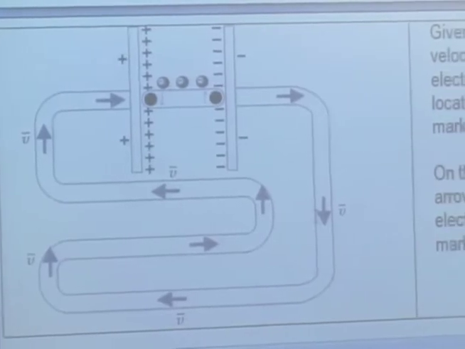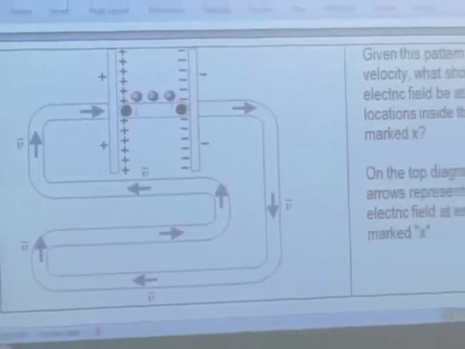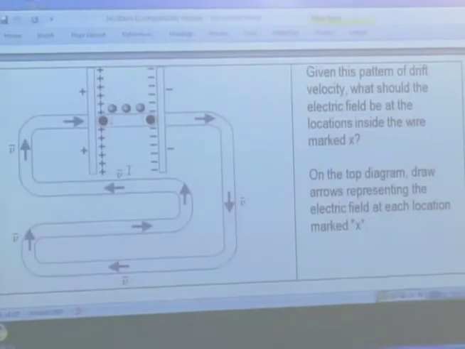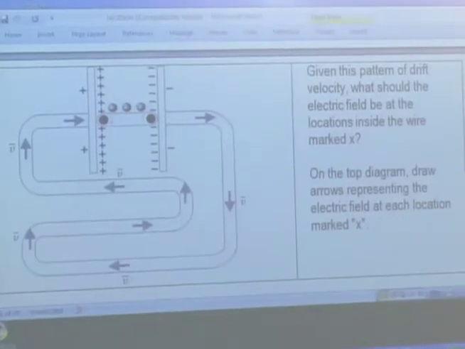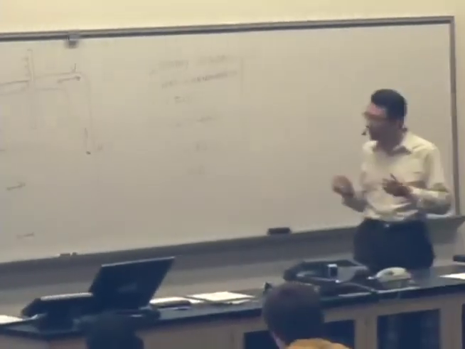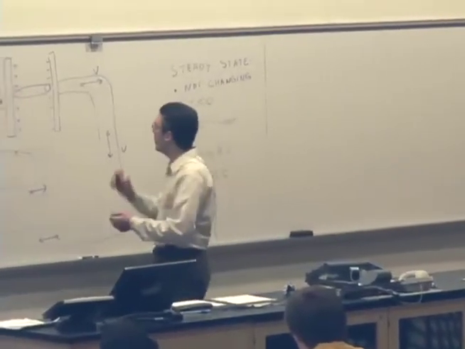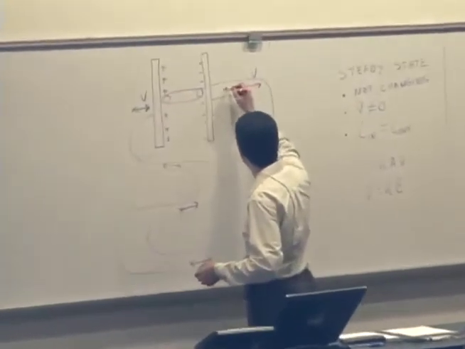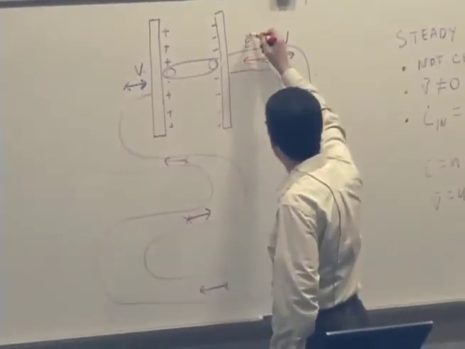So on the same picture, given that in the steady state the velocity has to be this, what should the electric field be at each of those locations? So draw the electric field vectors at each little x. What do we think? The electric field should point in what direction compared to the electron drift velocity? Opposite direction, right? Because these are electrons. The force is going to be in the opposite direction of the electric field. So E should be pointing that way.